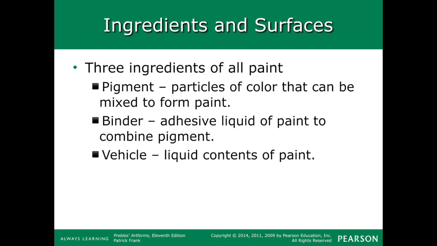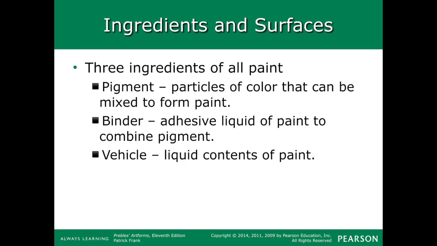When it comes to painting, there are three main ingredients. First is the pigment. Pigment is particles of color that can be mixed to form paint. We also have the binder. The binder is the adhesive liquid of paint to combine pigment. And we also have a vehicle. And a vehicle is the liquid contents of paint.